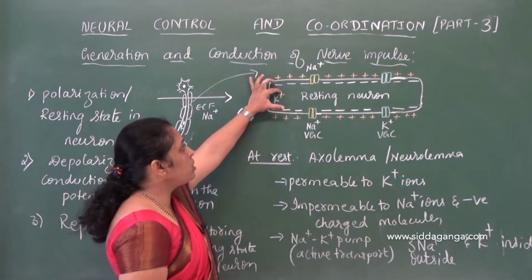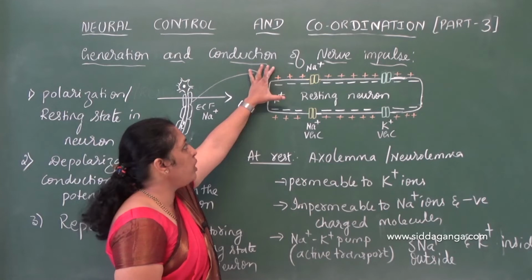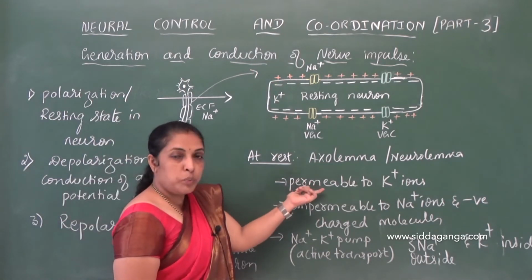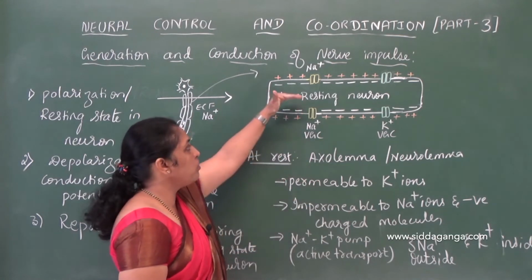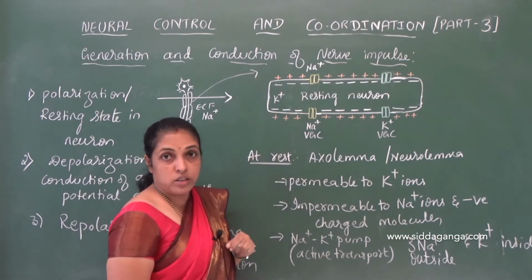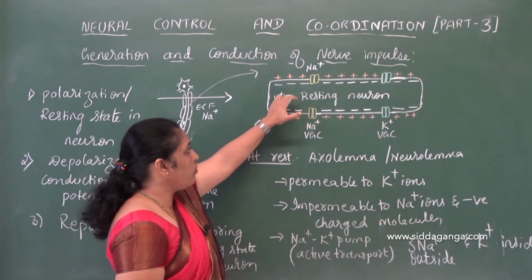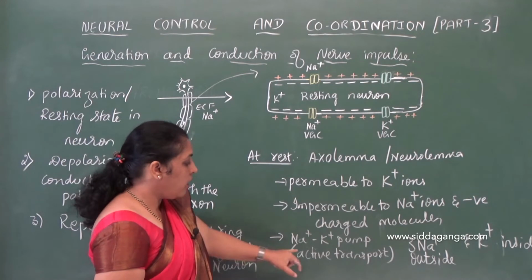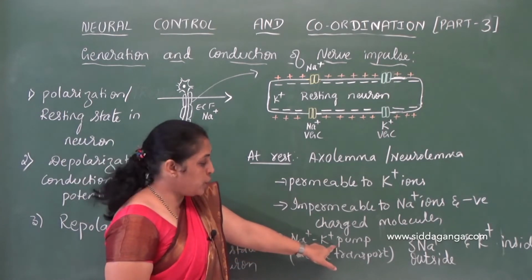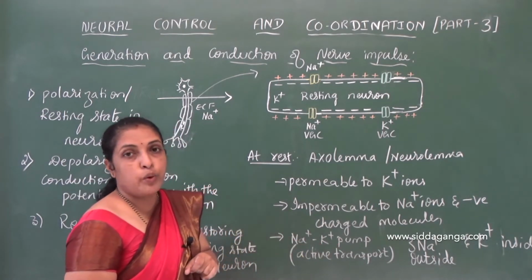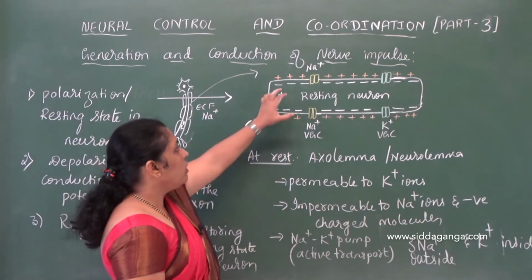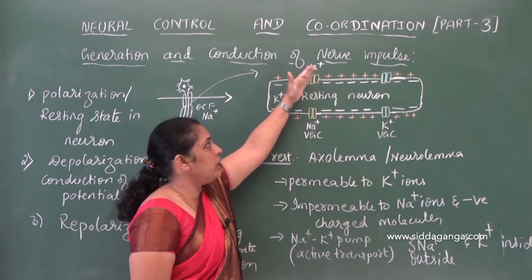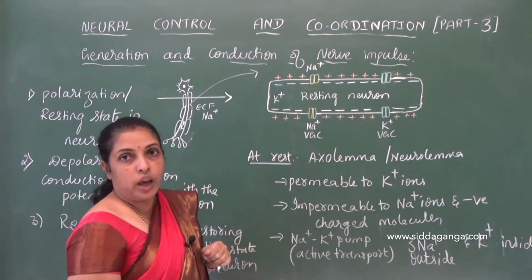So the negative charge does not go outside, and therefore sodium will not enter into the axoplasm. With that, the membrane is permeable to potassium ions. Most of the potassium ions move out from the axoplasm to the extracellular fluid. Along with this, the sodium potassium pump will help to maintain this polarized state by sending 3 sodium ions outside, and in turn it will take 2 potassium into the axoplasm.